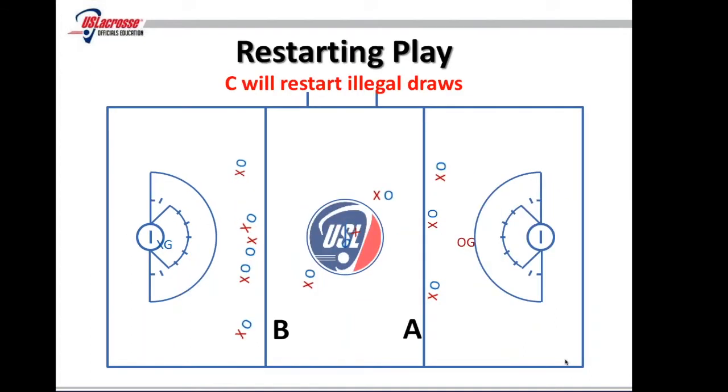C will restart all illegal draws. If one team draws illegally, C will set up the free position and will restart the play with the whistle.